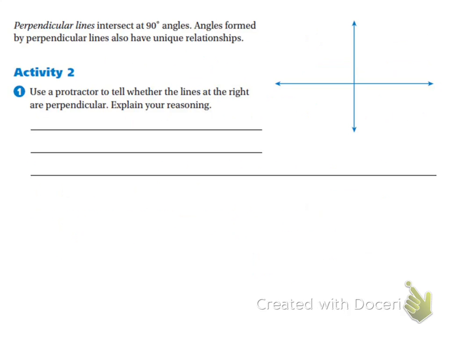Okay, activity 2. We have perpendicular lines now, and they intersect, which makes each one of these angles 90 degrees. Angles formed by perpendicular lines also have unique relationships. So use your protractor, which we don't have. Just use an invisible straight edge to tell whether the lines at the right are perpendicular and explain your reasoning.